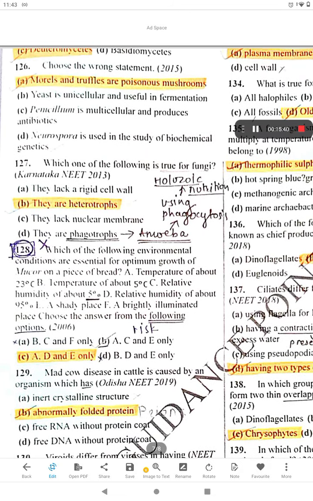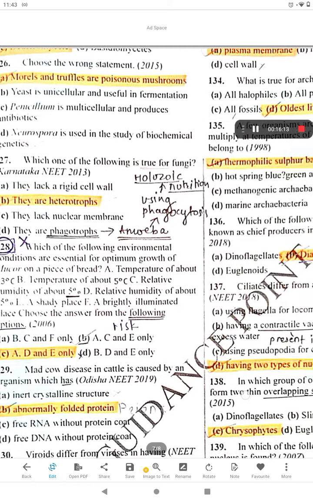127 says that which one of the following is true for fungi? They lack a rigid cell wall, false. They are heterotrophs, right. They lack nuclear membrane, false. They are eukaryotes, yes, they have nuclear membrane. And in D option, they are phagotrophs, wrong. Phagotrophs are amoeba. म्हणजे phagotrophs म्हणजे phagocytosis करतात, which are holozoic in nature. And fungi is not holozoic in nature. Fungi is actually... what? I'm not remembering. Sporophyte? No, saprophytic. Saprophytic in nature. Yes, right.